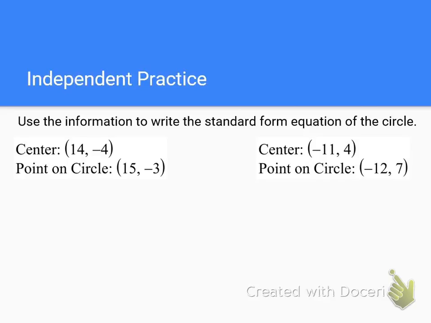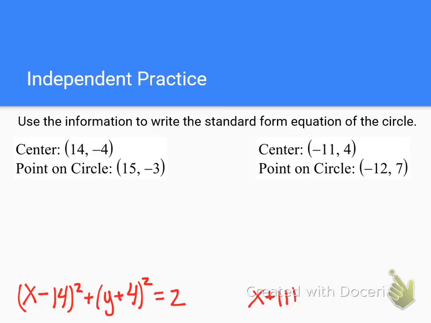You wanted to write the standard form equation of the circle given the center and a point on the circle. So if you do that, you get these as your answers. You can use the distance formula or the Pythagorean Theorem to come up with the radius, and then use the center point for your h and k in the equation. This is very similar to some of the problems on your homework, so if you're getting stuck, check your work here.